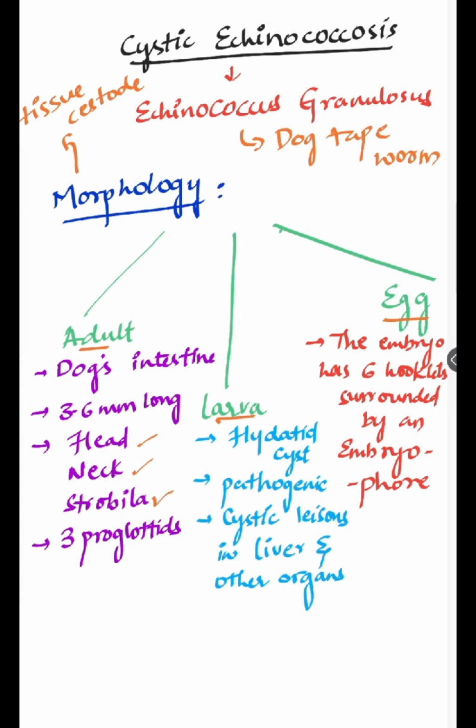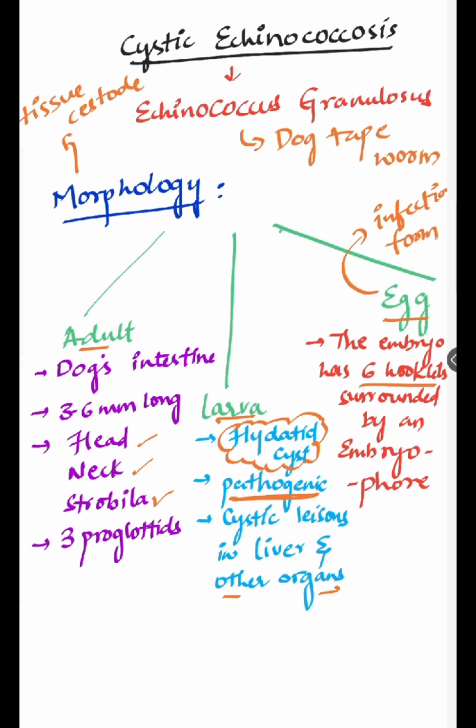Next, coming to the larval form. The larval form of the Echinococcus is the Hydatid cyst. This is a very important point. The larval form of the Echinococcus is the Hydatid cyst, which is the pathogenic form, and it causes cystic lesions in the liver and other organs. Next, coming to the egg form, the embryo has 6 hooklets surrounded by an embryophore, and the most important thing about the egg form is that it is the infective form.